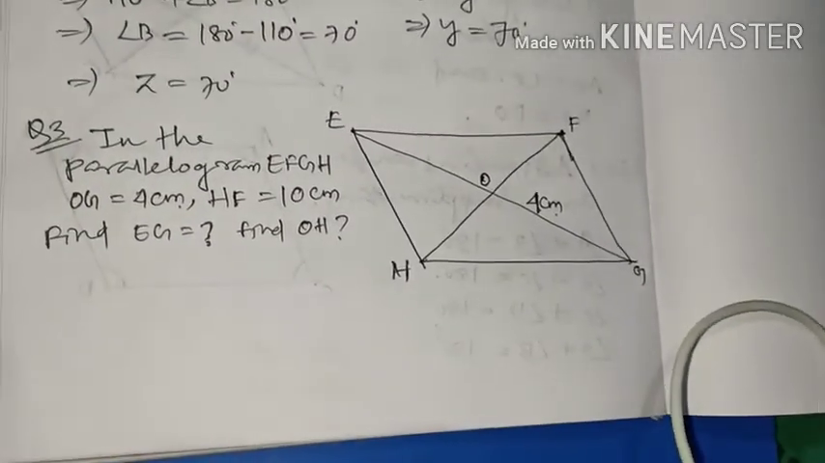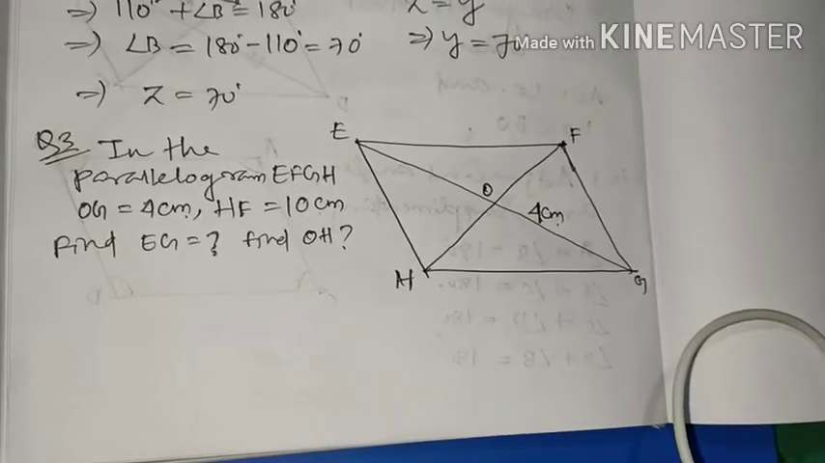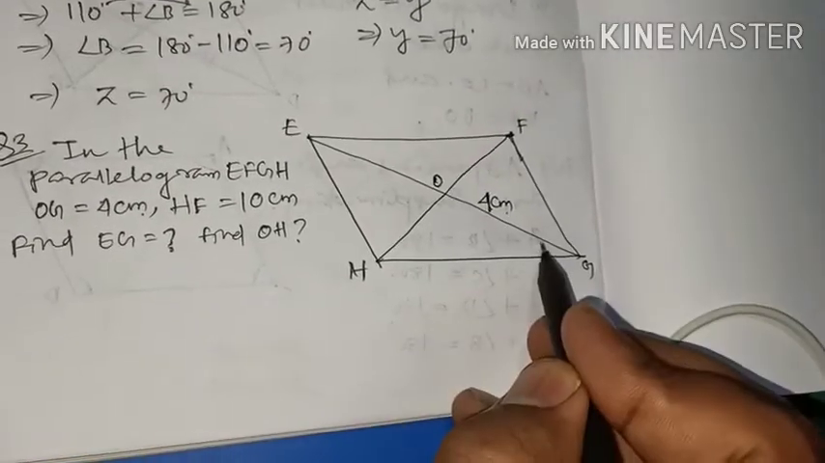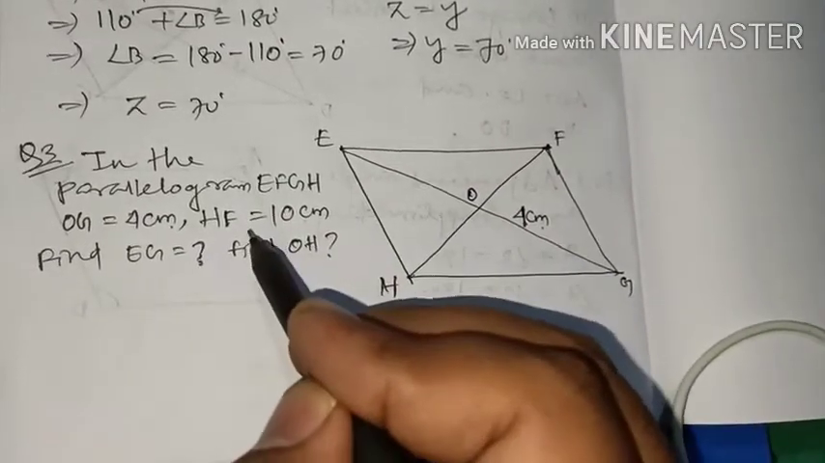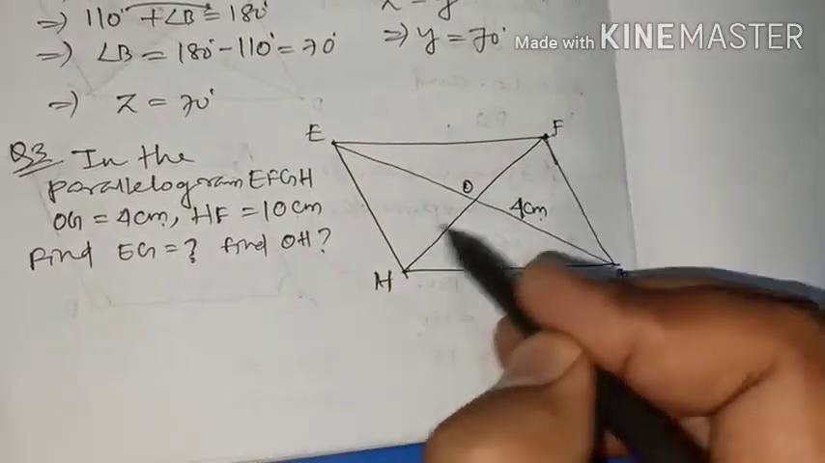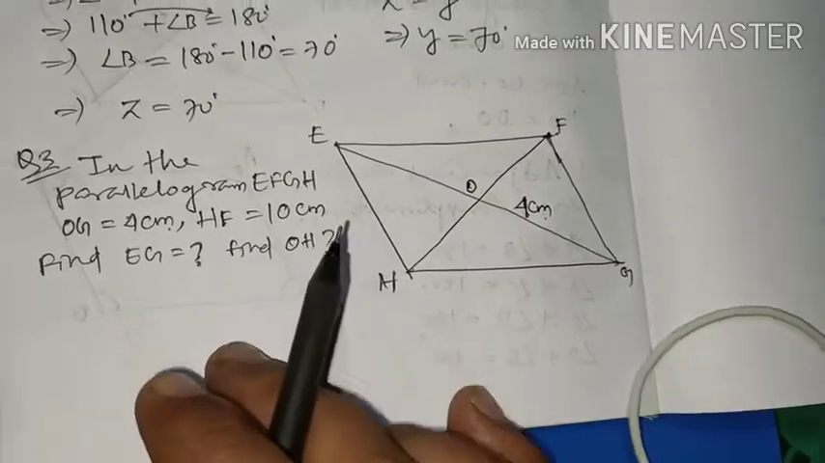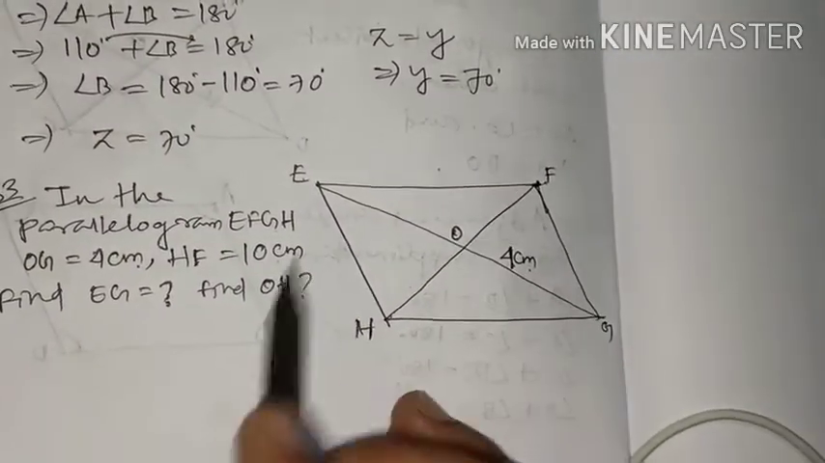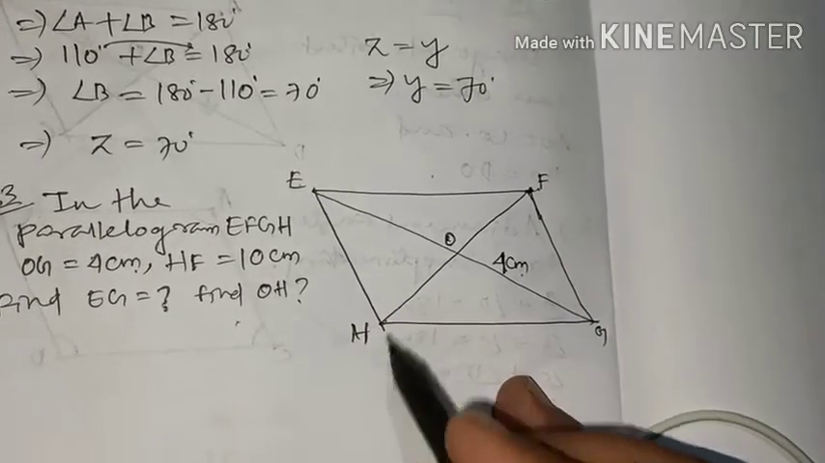Here in the parallelogram EFGH, you can see the EFGH is a parallelogram. OG is equal to 4 centimeter, and HF is equal to 10 centimeter. Here HF this much is equal to 10 centimeter. Then find EG. What do we have to find? EG and find OH. This much OH we have to find.